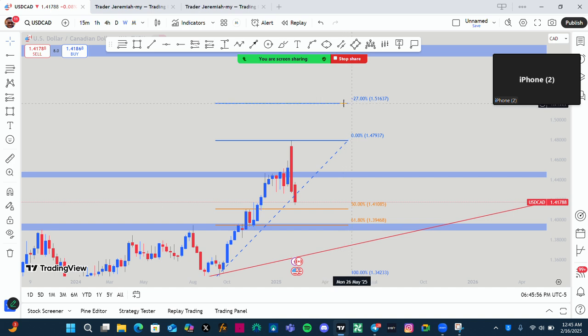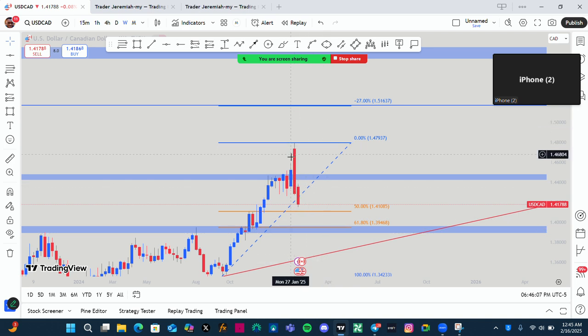It can also be used for your take profit as well, because price will always get there. It might take time, but price will always get to the 27% Fibonacci level as well. But to be more realistic, that's why I said you should just be taking your profit at this top.